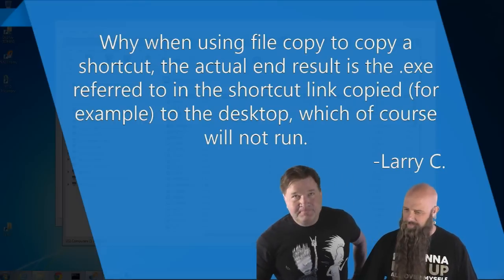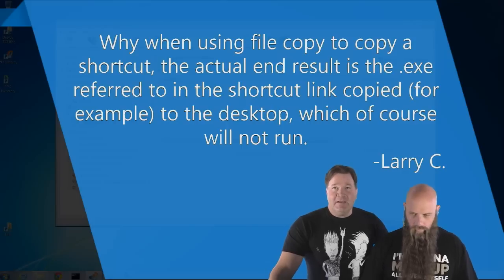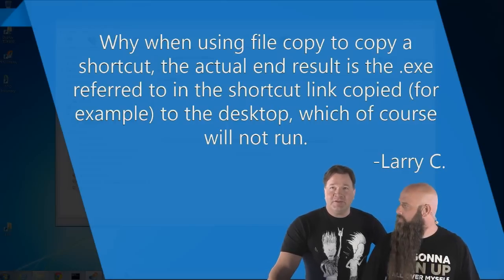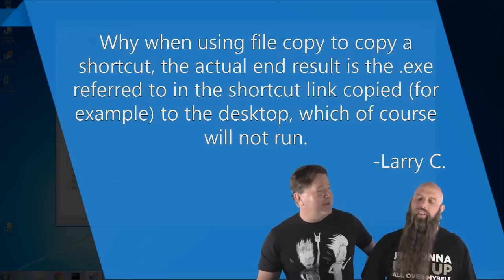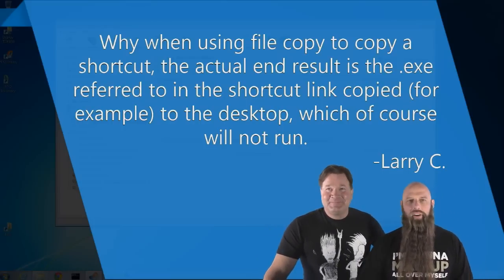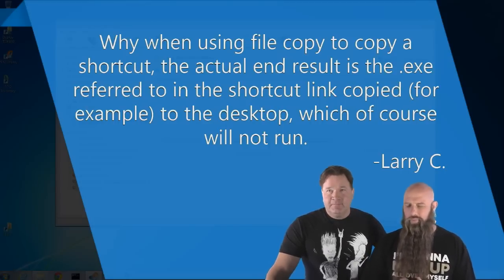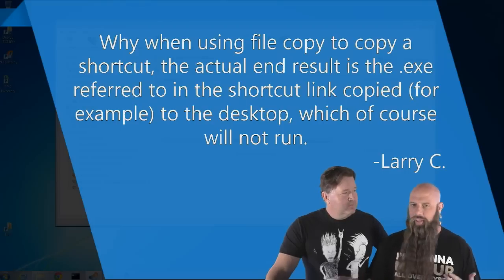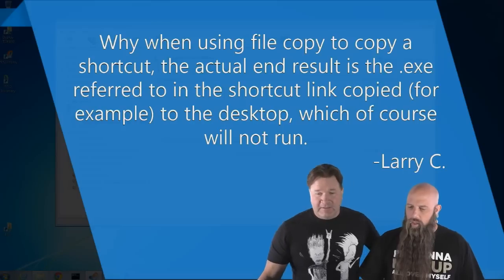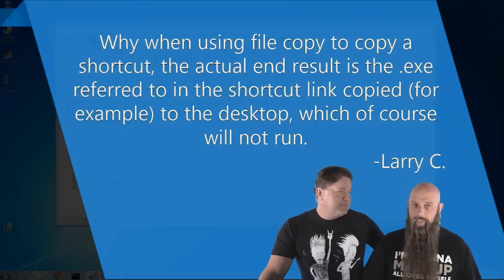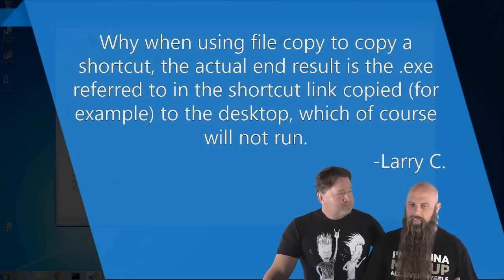So I guess we have a question. Why, when using file copy to copy a shortcut, is the actual end result the exe referred to in the shortcut link copied, for example, to the desktop? Hey Larry, it looks like what you're asking about is a known issue with the file copy step. We're going to remedy this. I'm not quite sure what we're going to do, whether it's including a shift key or something. Basically, when you go to select that, we're following the link to the exe instead of actually selecting that shortcut file.